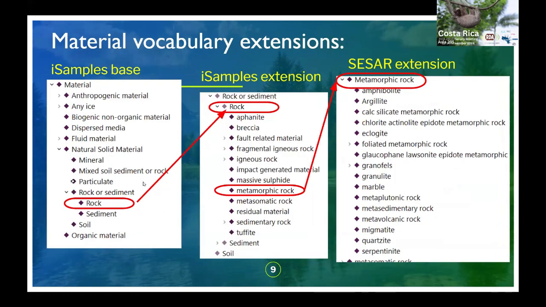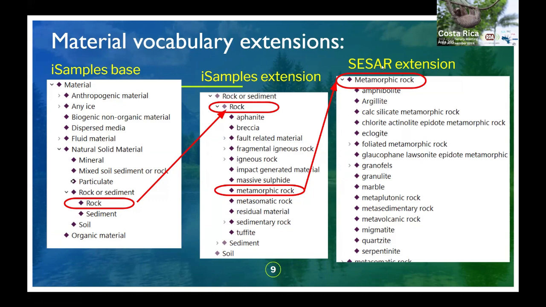So how does the extension system work? Here we have the material vocabulary for iSamples, the base. There's a natural solid material, and a rock is a kind of natural solid material. But if we jump into iSamples, we have a few extension vocabularies defined, one of which is for the Earth materials. In that vocabulary, rock is subdivided. There are a bunch of different subclasses under rock. This concept here is the same as the concept from the high-level vocabulary. It has these subclasses.